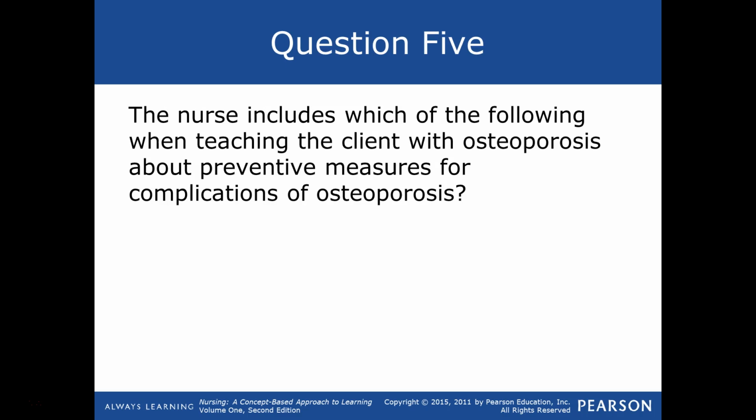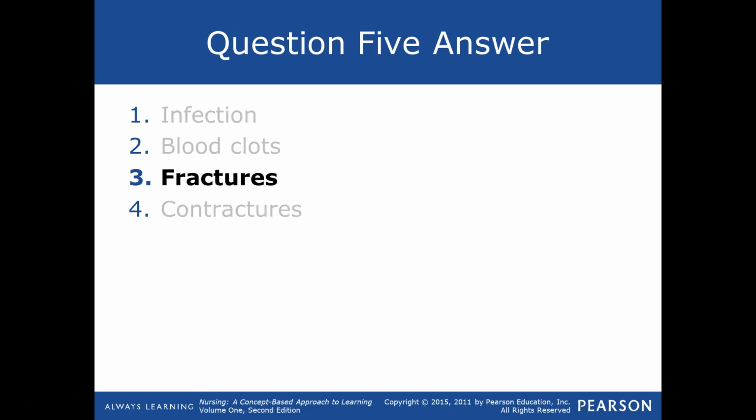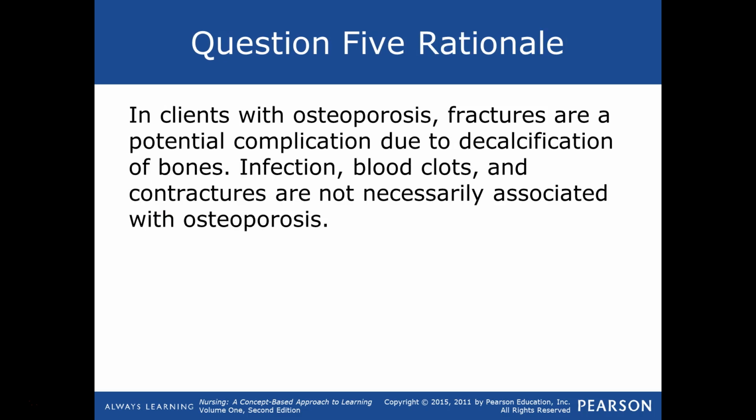Question 5. The nurse includes which of the following when teaching the patient with osteoporosis about preventive measures for complications of osteoporosis? The answer is fractures, because it's due to the calcification of bones. Infection, blood clots, and contractures are not necessarily associated with osteoporosis.